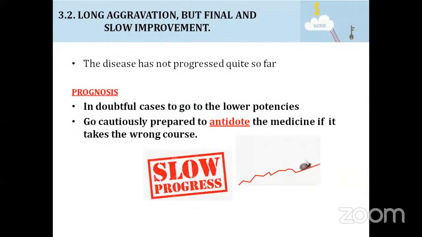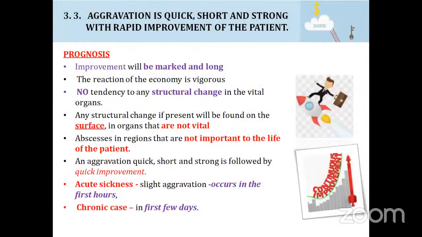Next is long aggravation, but last, final, and slow improvement. Here he tells us that the disease has not progressed quite as far as in the first observation. What is the prognosis of this case? In doubtful cases, we go to the lower potency, and we should be prepared to antidote the medicine if it takes the wrong course. Even though there will be aggravation, at last there will be a slow improvement.